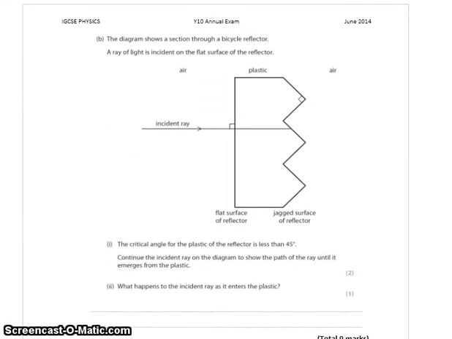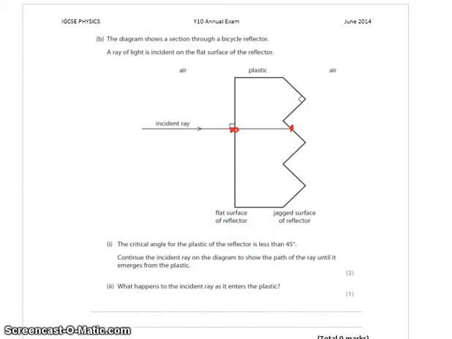The next part is looking at a section of a bicycle reflector. The ray of light is incident on a flat surface, so at this point here the ray of light passes straight through because it's passing in along the normal, and what we're looking at then is that you've got to continue the incident ray in the diagram to show the path of the light until it emerges. Well, will it emerge at this point here?